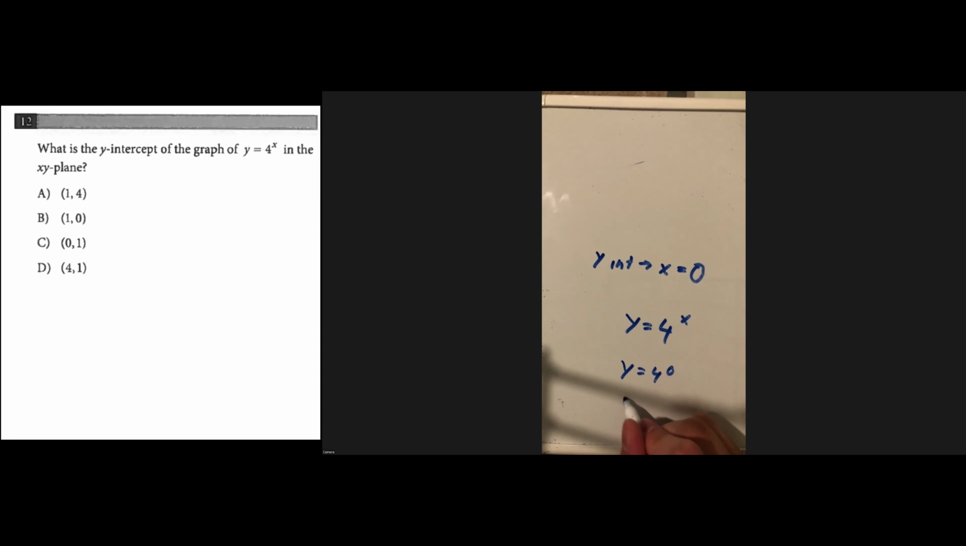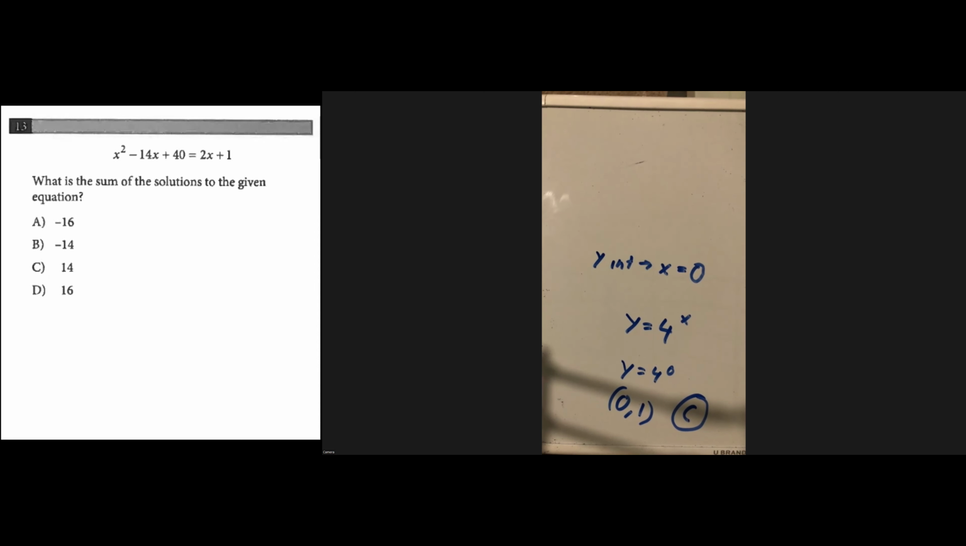So the intersection would be (0, 1). 0 is the x, 1 is the y, which is answer choice C. Okay, question 13.